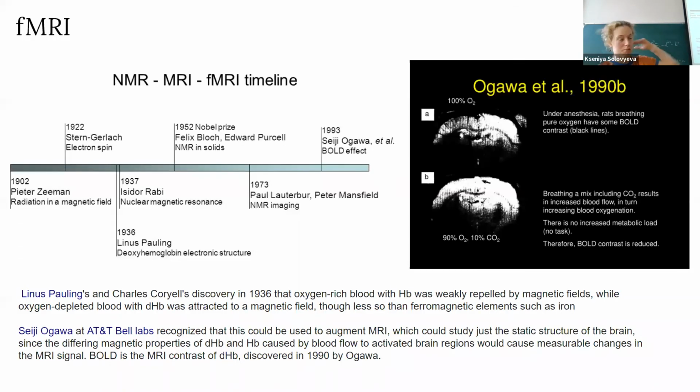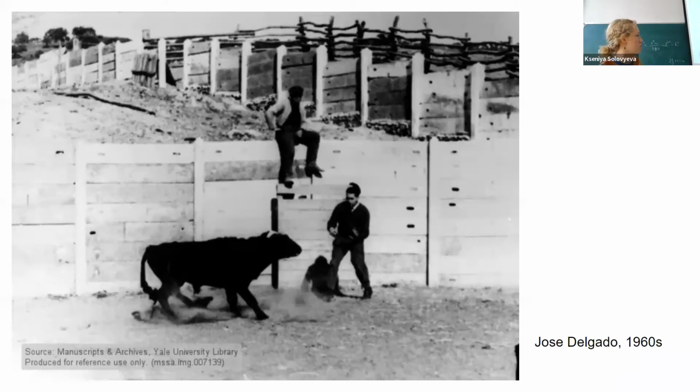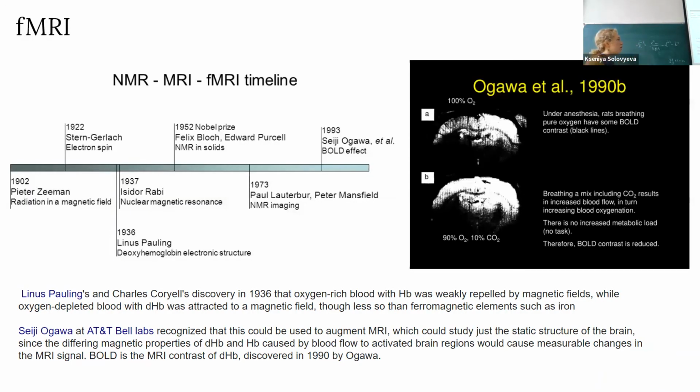Okay, and then, as you know, after some years, after 30 years, this Delgado's experiment was in the 60s, and in the 90s there were experiments of Ogawa and some other Japanese scientists, and they found out that for a hamster we can see a bold contrast, and by measuring the magnetic field, we can find out which parts of the brain are working at the same moment.